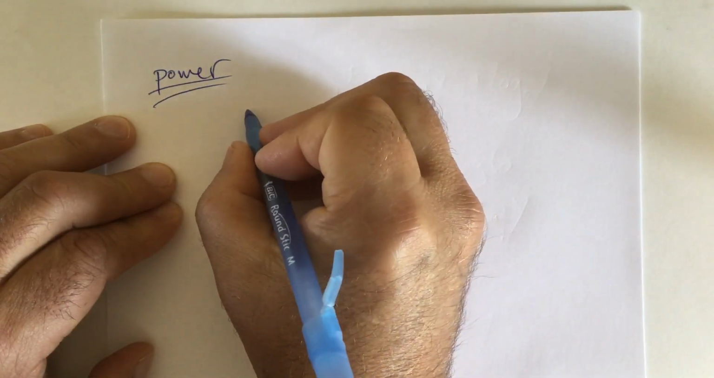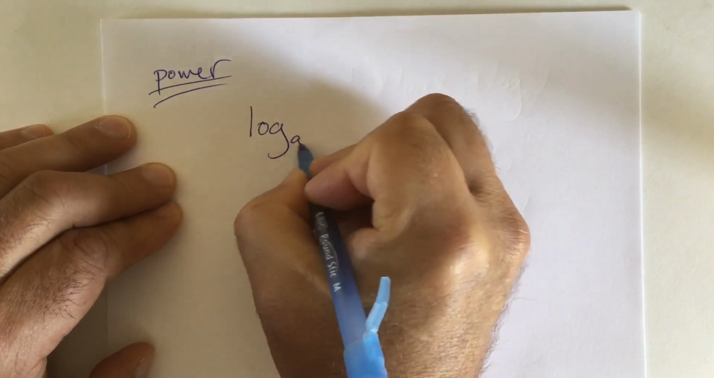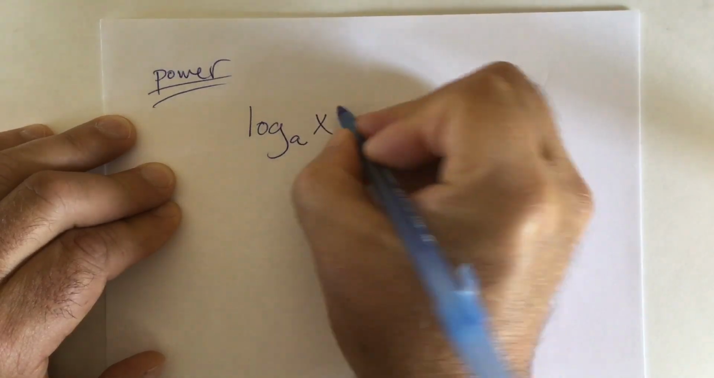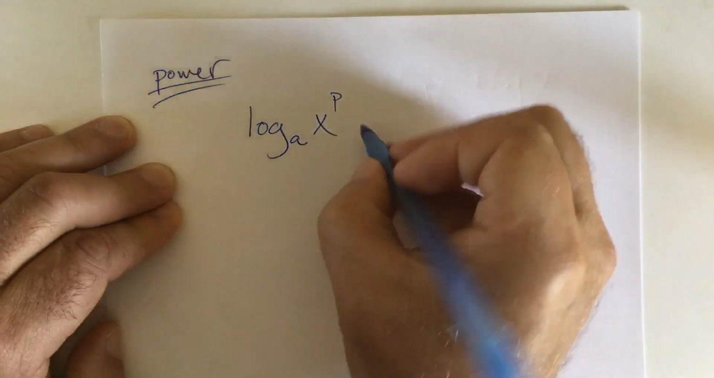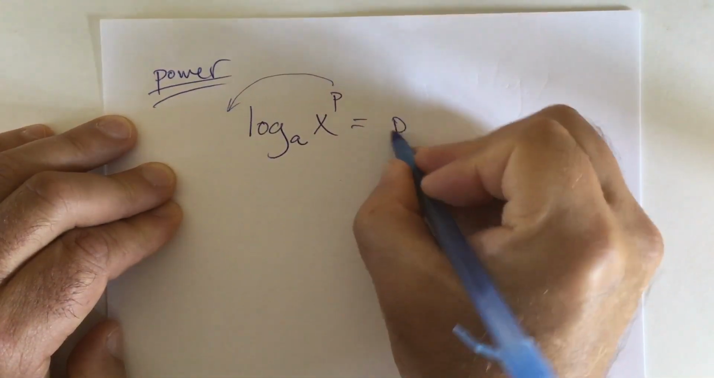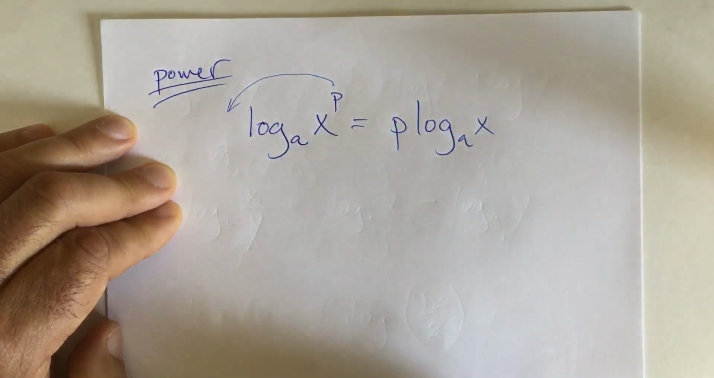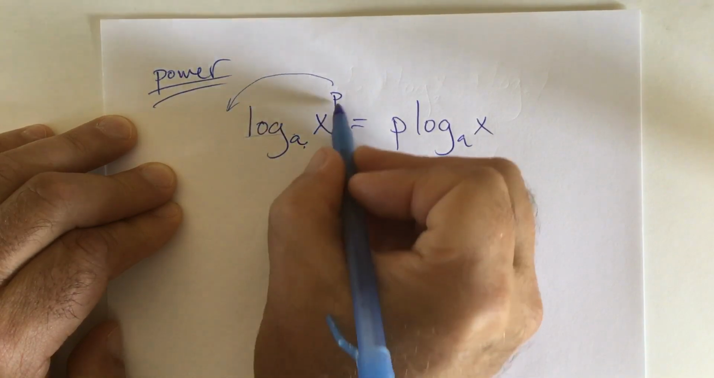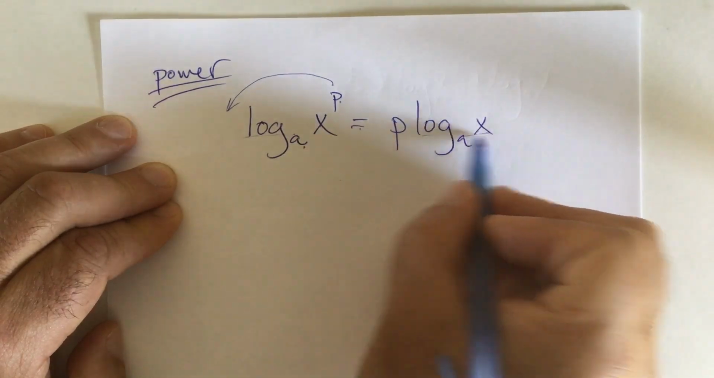It says this, and it looks weird. If you take the log base anything, any base you want to use, of something that has a power on it, then it's the same as bringing that power down. It's the same as multiplying that log by that power. So if you take the log, any base you want, of something to a power, it's equal to taking the power and multiplying it by that log.